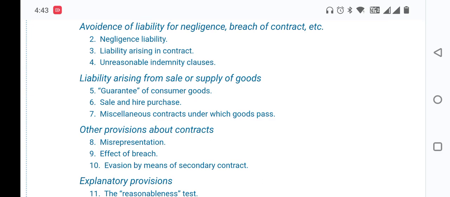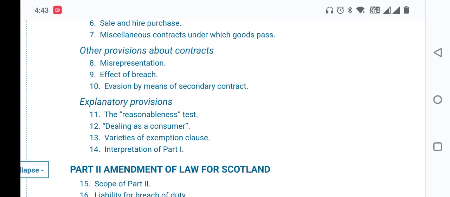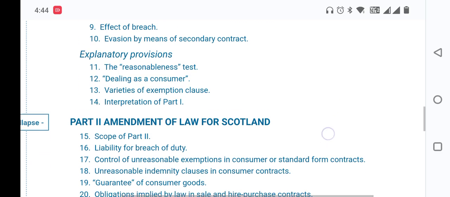Section 7, Miscellaneous contracts under which goods pass. Other provisions about contracts, Section 8, Misrepresentation. Section 9, Effect of breach. Section 10, Evasion by means of secondary contract. Then we have explanatory provisions, Section 11, the reasonableness test. Section 12, dealing as a consumer. 13, varieties of exemption clause. 14, interpretation of Part 1.